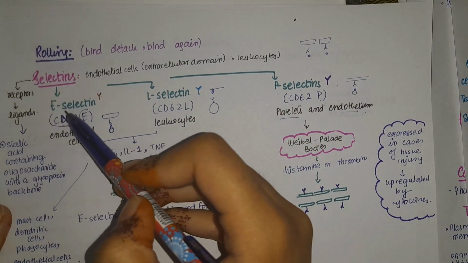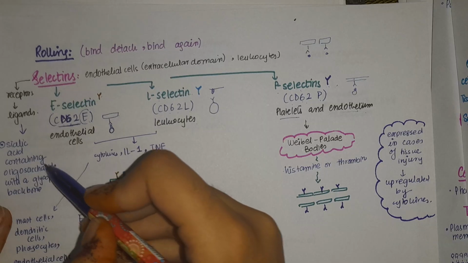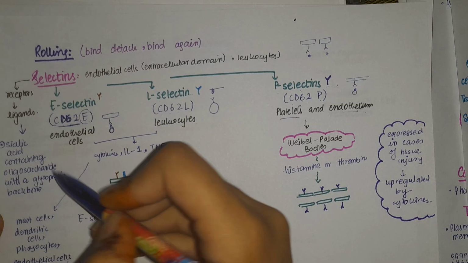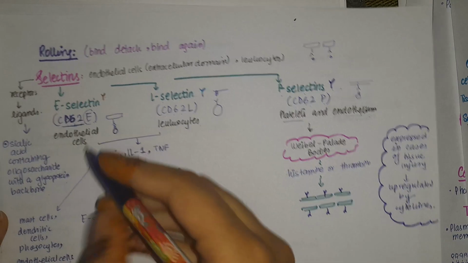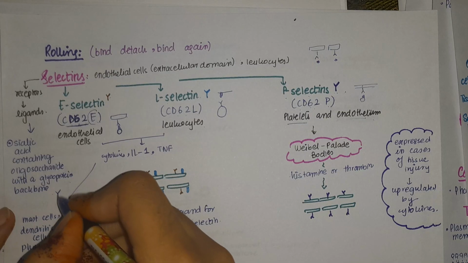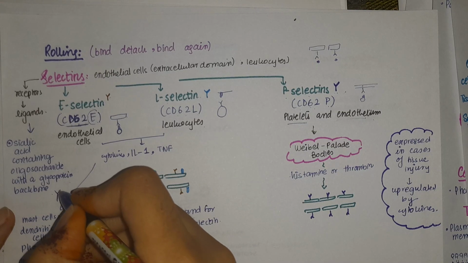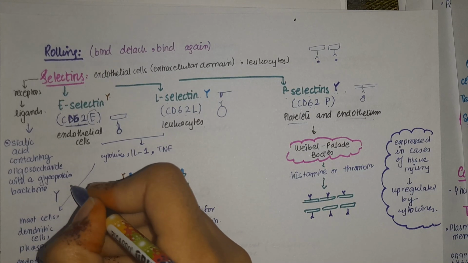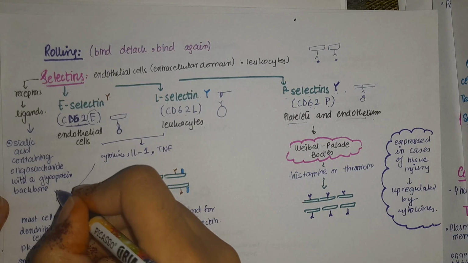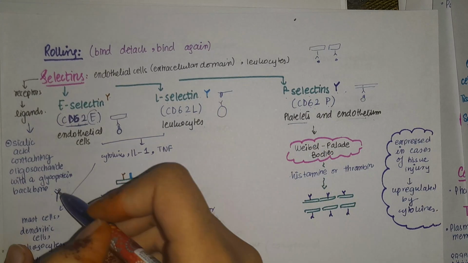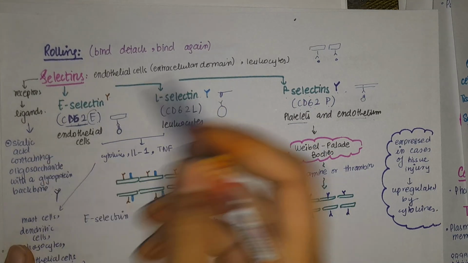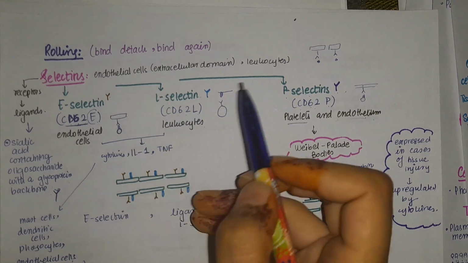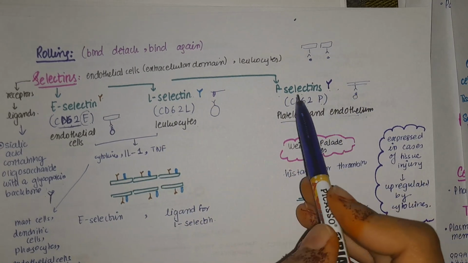Now the ligands for these selectins are sialic acid containing oligosaccharides with a glycoprotein backbone. So for example, this is a glycoprotein backbone and it is a sialic acid containing substance. So it has a glycoprotein backbone, but it is a sialic acid containing substance, that is the ligand. Now we can talk about these P-selectins.